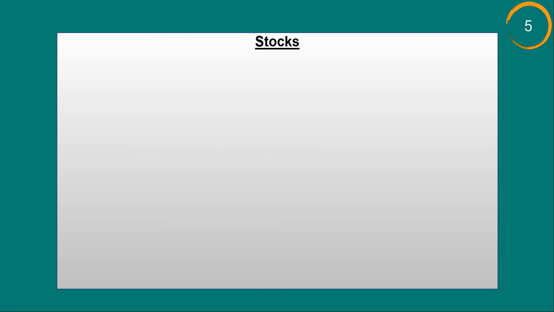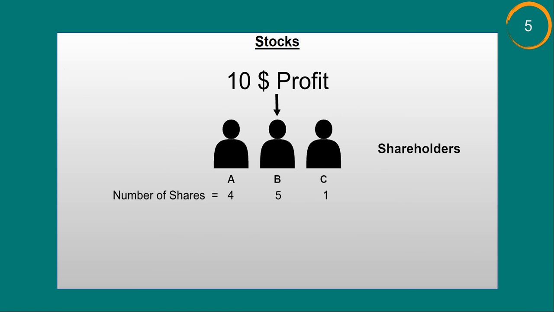Let's assume in the current financial year the company made a profit of $10 and it has been decided to distribute this profit among its shareholders. As explained before, the profit of $10 will be distributed to its shareholders in proportion to the number of shares they hold. So person A will get $4 for his 4 shares, person B gets $5 for his 5, and person C gets $1 for his 1 share. This payout to the shareholders is called dividend.